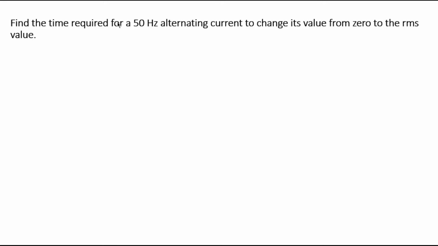Find the time required for a 50 Hz alternating current to change its value from 0 to the RMS value. Now we know that an AC current flows like this, and this is the I naught value, and this is the 0 value, and the RMS value is somewhere between here. So we need to find the time that is required for a current to go from 0 to RMS, that is, for a current to go from here to here.